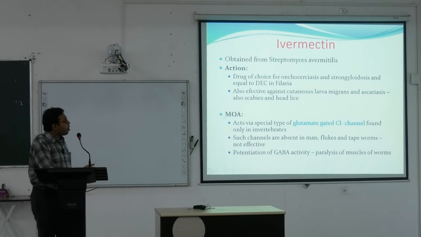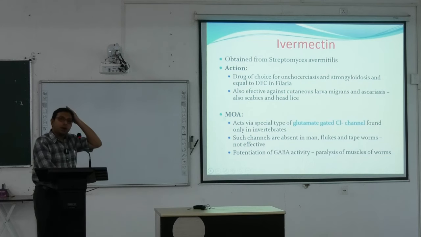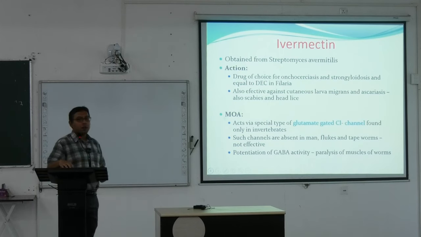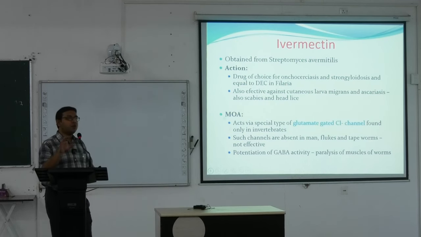Ivermectin is obtained from Streptomyces avermitilis. It is again the drug of choice for onchocerciasis and strongyloidiasis and equal to diethylcarbamazine citrate in filariasis. Now this ivermectin is often used for the treatment of filariasis. It is also effective in cutaneous larva migrans and ascariasis, and in scabies and head lice. So you will see that scabies infection and head lice infection lead to different types of dermatological conditions, and they can also be treated with ivermectin.